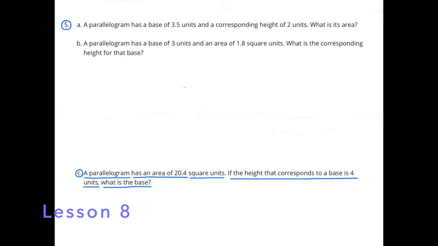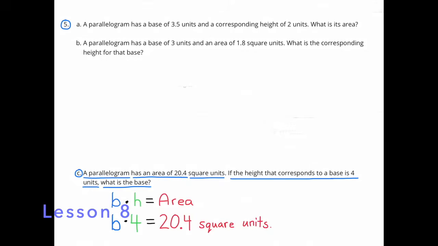C. A parallelogram has an area of 20 4/10 square units. If the height that corresponds to a base is 4 units, what is the base? Again, we know that the base times the height equals the area. The base is unknown, but we do know that the height is 4 and the area is 20 4/10 square units. What number times 4 equals 20 4/10?